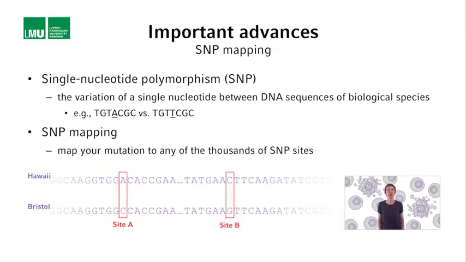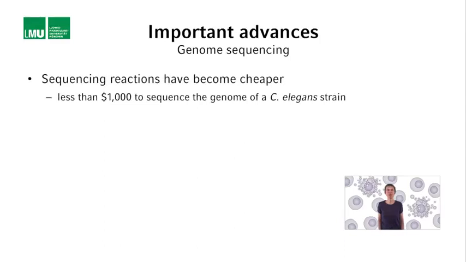And finally, since a few years, sequencing genomes has become cheap, especially for small genomes such as the C. elegans genome. It costs less than $1,000 to sequence the genome of a C. elegans strain now. This was mainly due to the development of new sequencing technology, deep sequencing, basically.